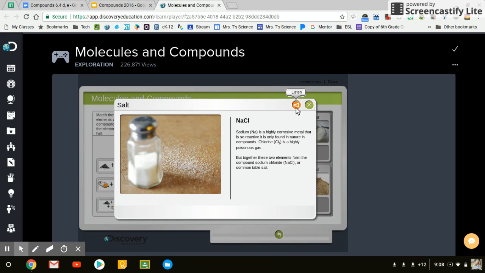Again, it's really important to take the time to stop and read this because there's a lot of good information in here. Okay, so we know salt uses the chemical formula NaCl. Sodium, Na, is a highly corrosive metal that is so reactive it's only found in nature in compounds. Chlorine, Cl2, is a highly poisonous gas. But together these two elements form the compound sodium chloride, NaCl, or common table salt.